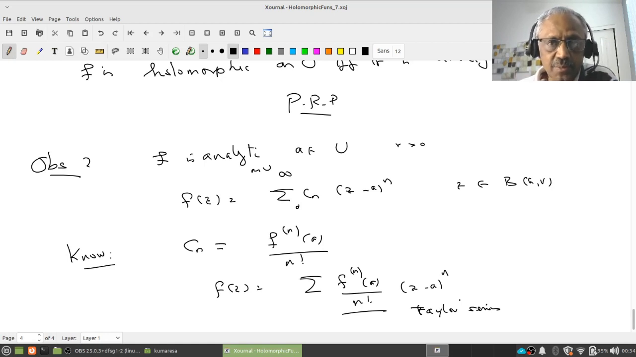What are the possibilities for the Taylor series? It may converge only at that point, not even in the interval. And second, it may converge on a smaller interval, whereas the function's domain is a larger interval. Third, even if it converges, it defines a function. That function may not coincide with the given function f. These are the main problems.